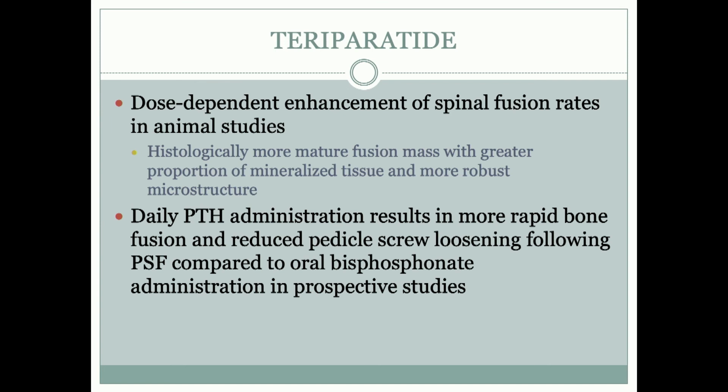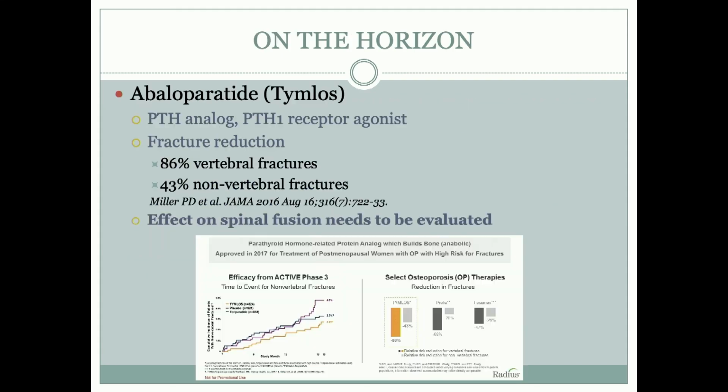So to summarize, I think there is definitely literature to support that there's a dose-dependent improvement in spinal fusion rates in the animal studies. And histologically, these fusions were more mature, with a greater proportion of mineralized tissue and more robust microarchitecture. Daily PTH administration does improve your fusion rate and reduce your rates of implant complications, specifically pedicle screw loosening. But I do think there need to be longer-term studies. These studies were only 2 years out, so we're probably going to get more long-term data, hopefully soon.